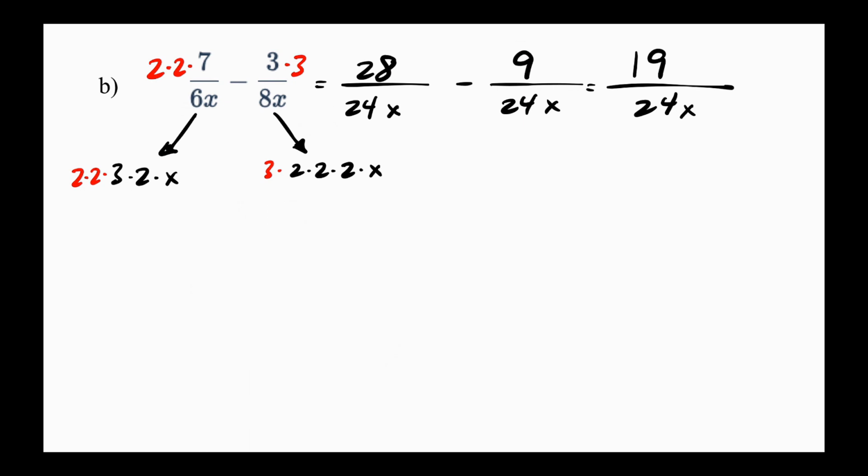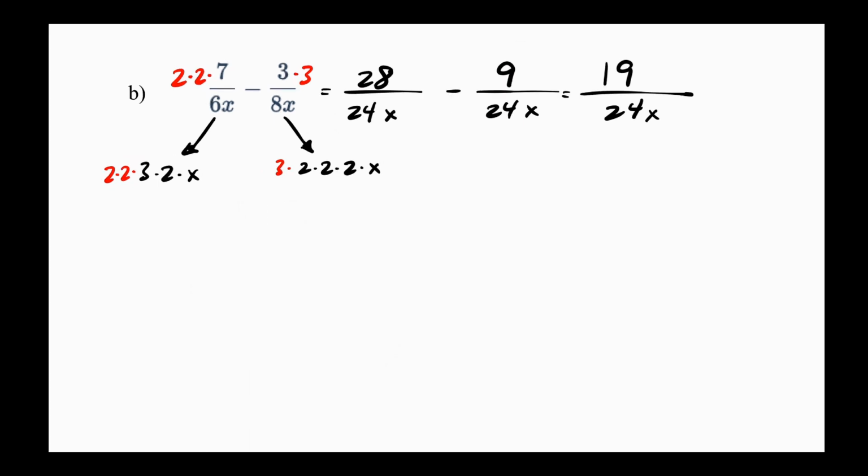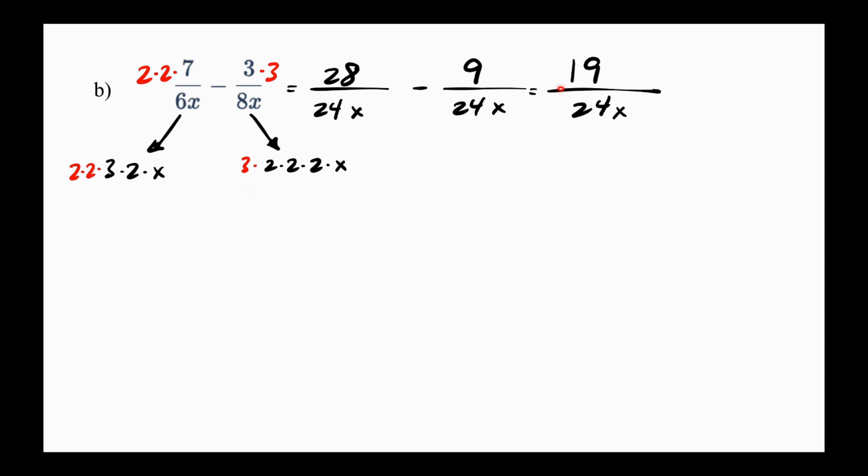Last step, simplify or reduce if we can. Can I reduce 24 and 19? No. Nothing can be divided by both. 19's prime, I think. If I needed to, I could, because they're both monomials, and they're both lone wolves. If I could, but I can't, because nothing goes in evenly except for one.